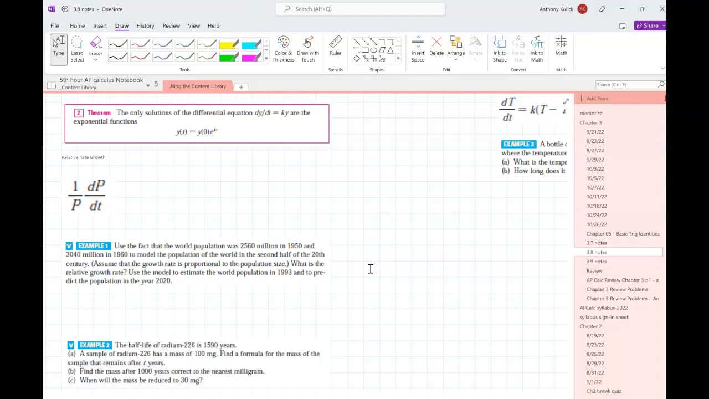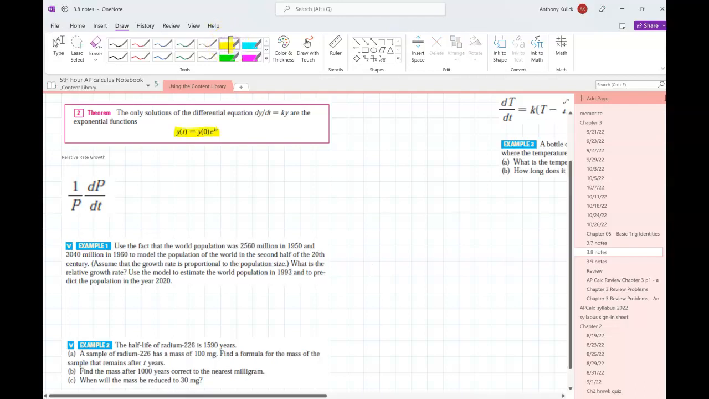All right. So it says, use the fact that the world population was 2,560 million in 1950 and 3,040 million in 1960 to model the population of the world in the second half of the 20th century. Assume that the growth rate is proportional to the population size. What is the relative growth rate? And then use the model to estimate the world population in 1993 and predict the population in the year 2020. Okay?